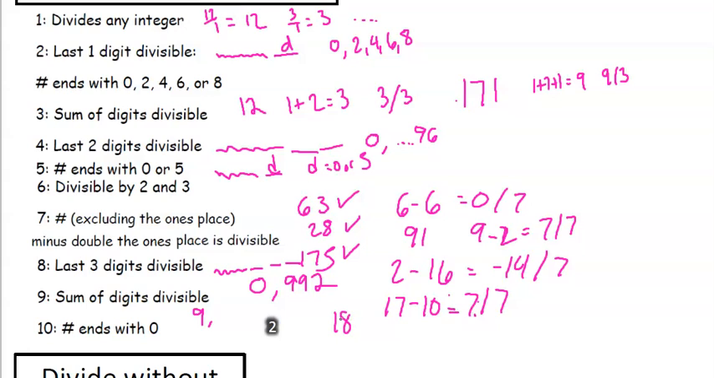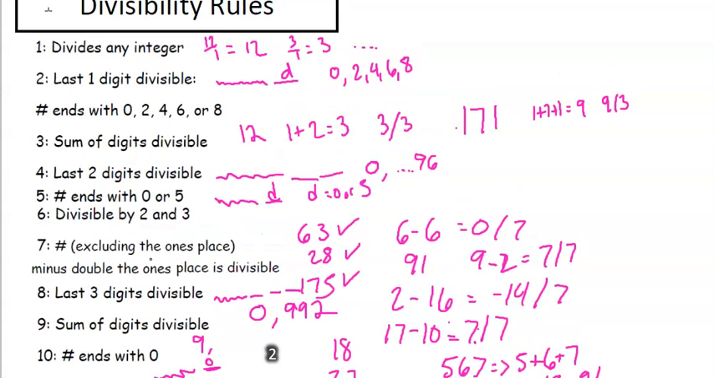So like we have 18, 1 plus 8 is 9, 27, that would be 9. If we had a number like 567, it'd be 5 plus 6 plus 7, that's 18. And if you did it again, you get 9, so that works. And then for 10's, the number has to end in a 0. So finish making the extra notes on this page and then move on to the next page.